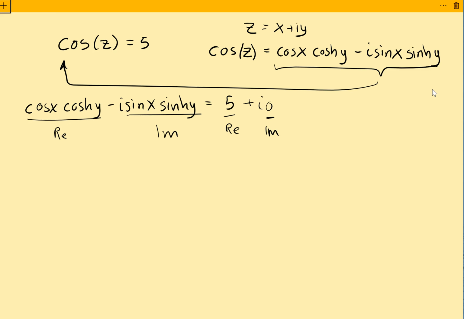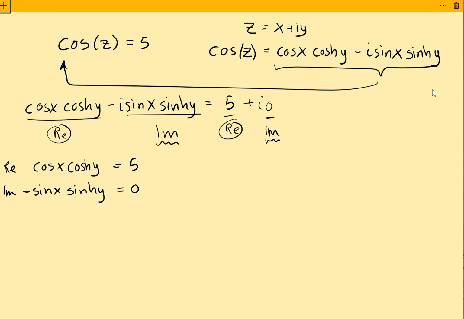So what I do now is that I equate the real part of the left-hand side with the real part of the right-hand side, and the same goes for the imaginary parts. That's the real part of the equation, and that's the imaginary part. So let's start with the imaginary part. So what values of x and y can result in 0 here on the right-hand side?